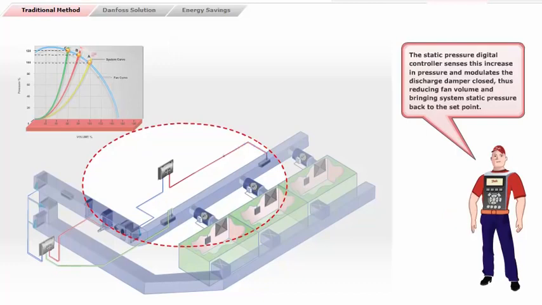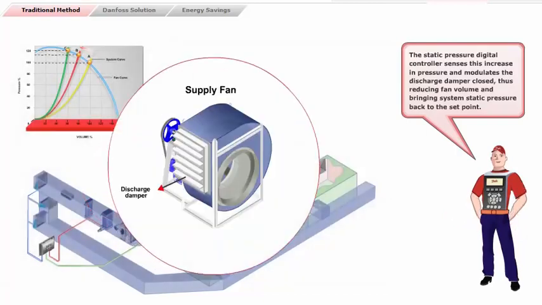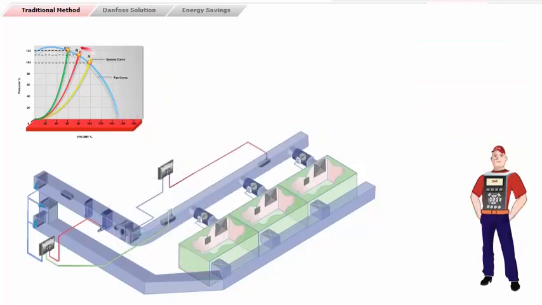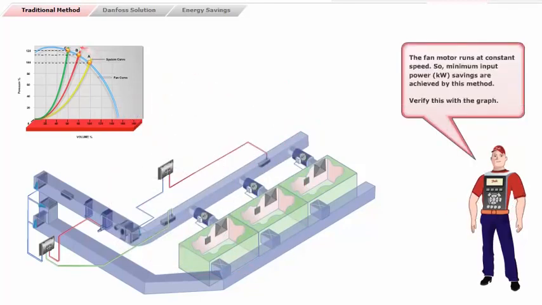The static pressure digital controller senses this increase in pressure and modulates the discharge damper closed, thus reducing fan volume and bringing system static pressure back to the set point. The fan motor runs at constant speed, so minimum input power savings are achieved by this method. Verify this with a graph.